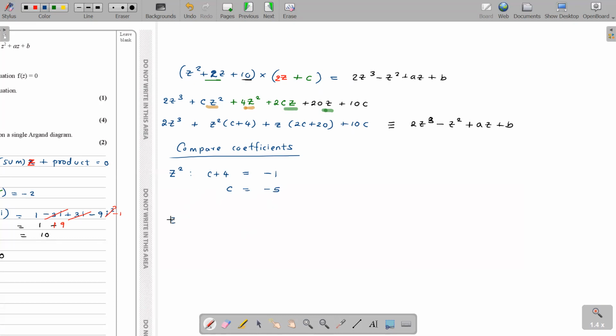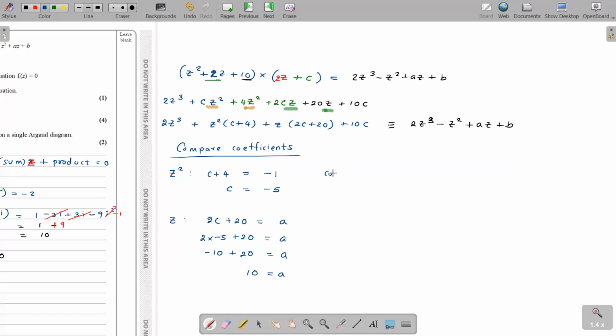Next comparison for z. So what do we get for z? When I compare z, I get 2C plus 20. For this, I get A, right? So C is minus 5. 2 times minus 5 plus 20 equals A. 2 times minus 5 is minus 10, plus 20 equals A. A is 10.